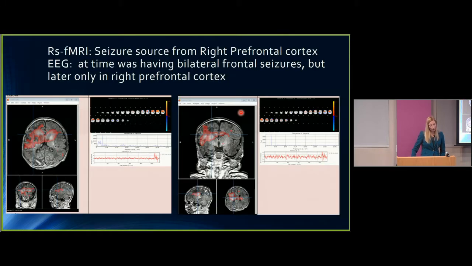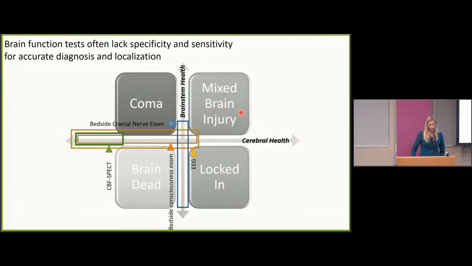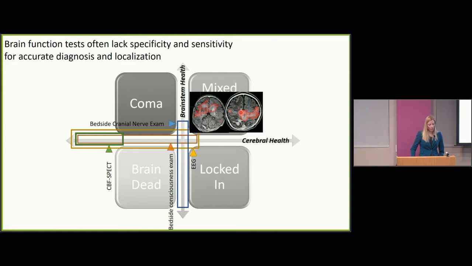And these were the seizure sources of this individual, largely coming from the right frontal hemisphere, which was also detected by the EEG in this individual. We treated this child aggressively with anti-seizure medications, and that child eventually had seizure control. By resting state functional MRI, this child does have a mixed brain injury and a recoverable condition.